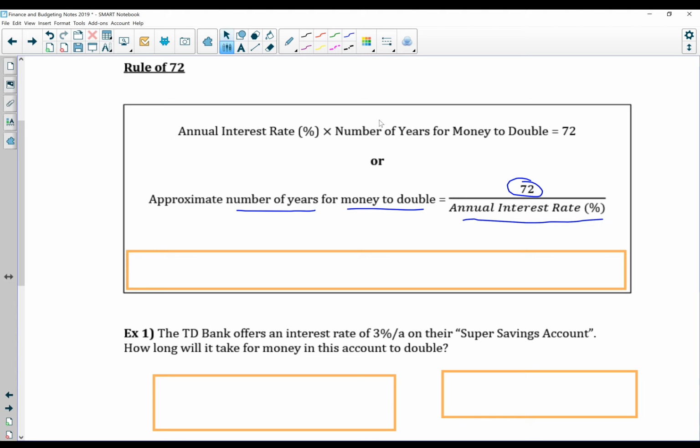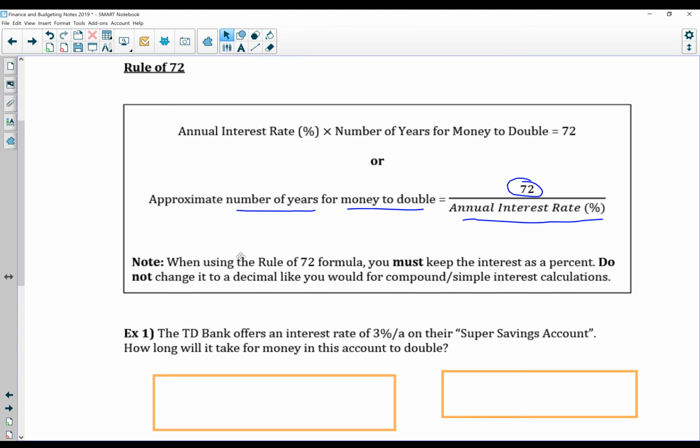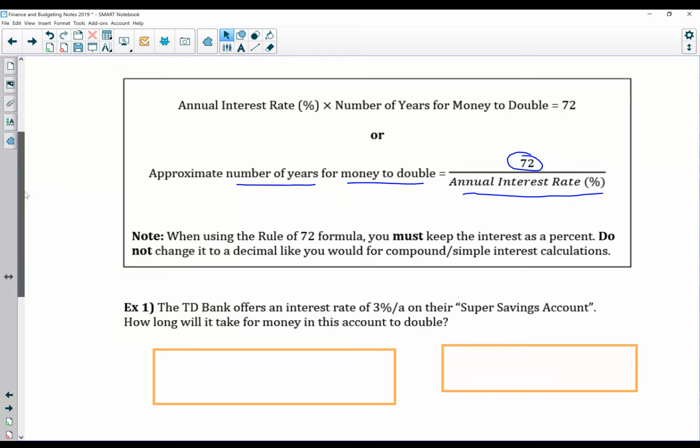Now, here's a little note about the annual interest rate. When using the Rule of 72 formula, you must keep the interest as a percent. In pretty much everything else that we do, our interest is converted to a decimal before we use it. But in just this specific thing, the Rule of 72, you have to keep the interest as a percentage. Do not change it to a decimal like you would for our simple interest calculations.